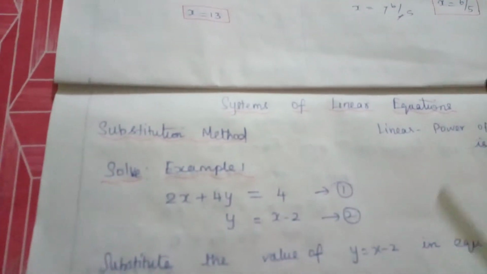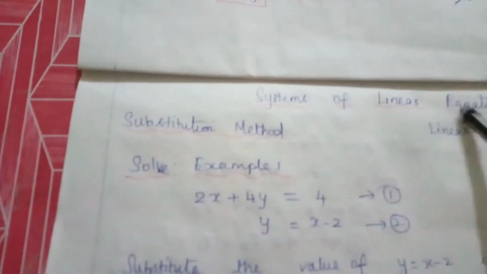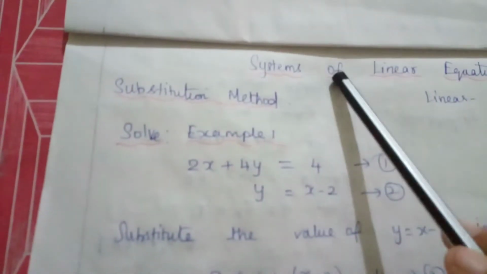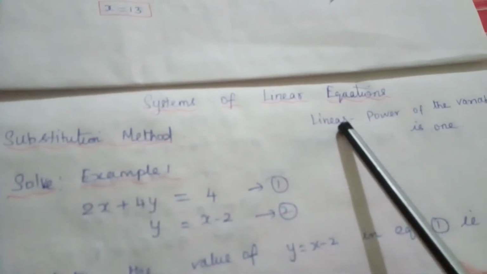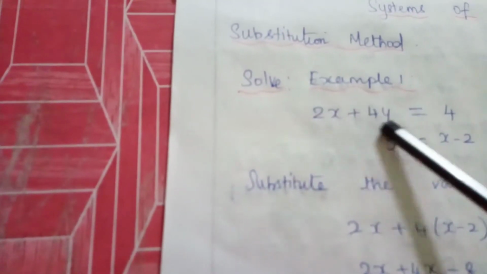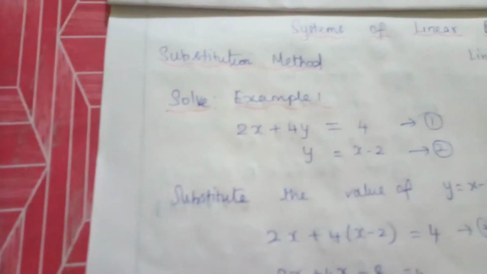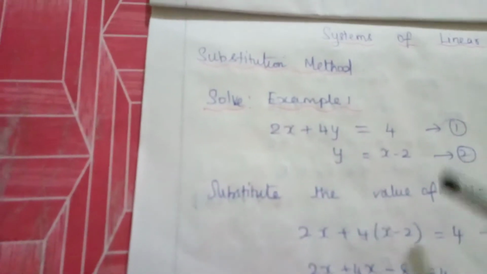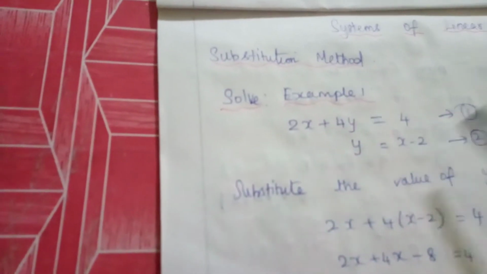In the GATE, the next part of linear algebra is systems of linear equations. Linear is nothing but the power of the variable is 1: x to the power 1, y to the power 1. So the power of the variable is 1, linear. Solve these two linear equations and get the values of x and y.